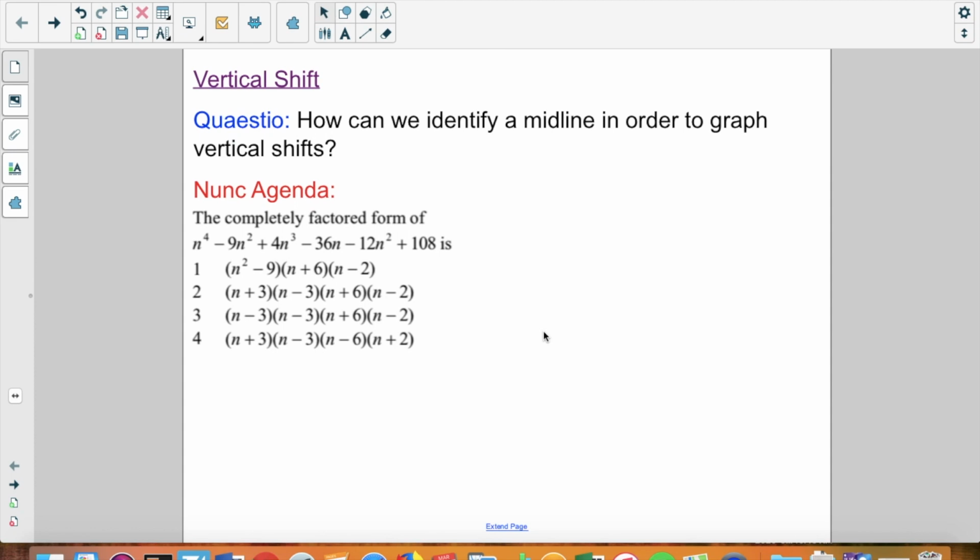Today we are still going to be continuing Unit 12. We're going to be looking at a vertical shift or a midline. So let's look at the do now. The do now says the completely factored form of that is.